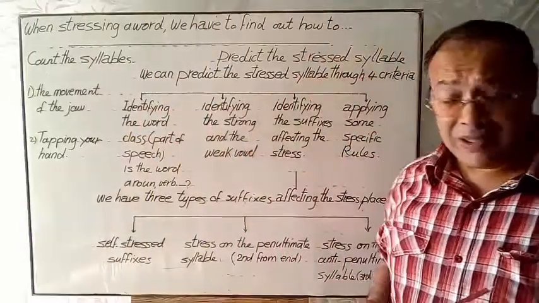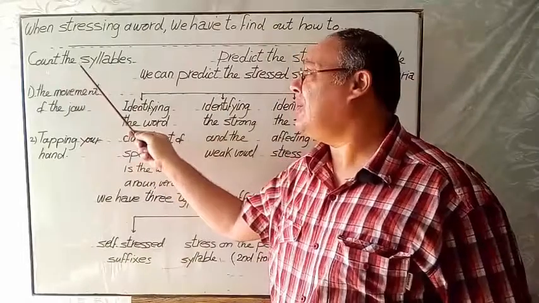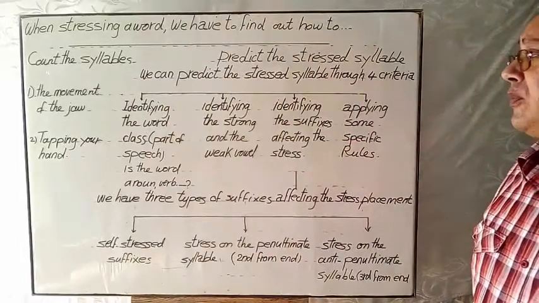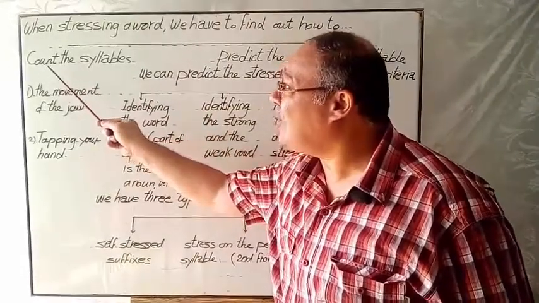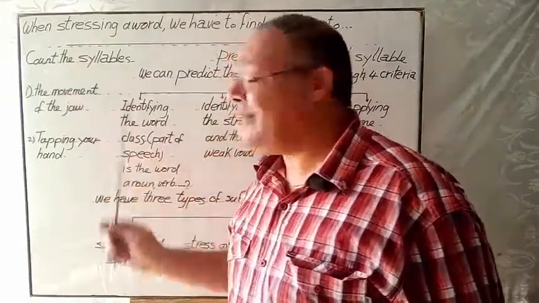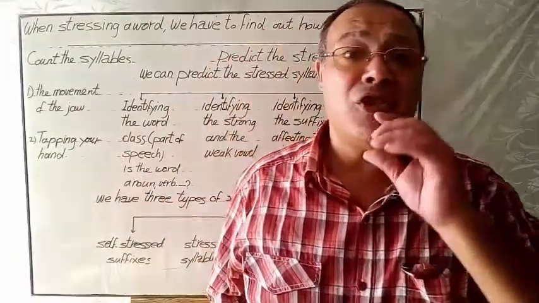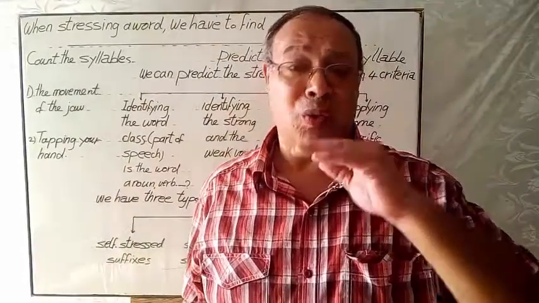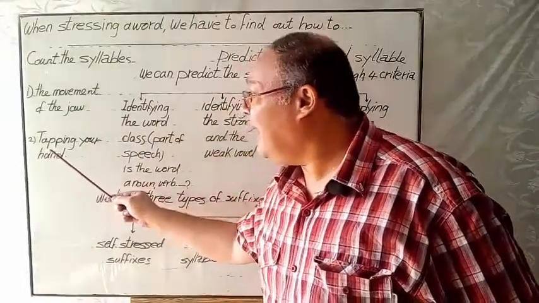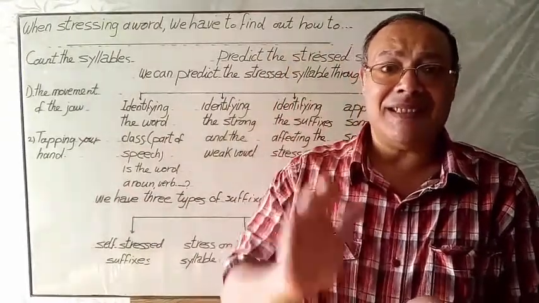When stressing a word, we have to find out how to count the syllables and predict the stressed syllable. As for how to count the syllables, we have two ways. 1. The movement of the jaw. Once your jaw moves down, it carries a vowel sound. 2. By tapping your hand. Entertainment.